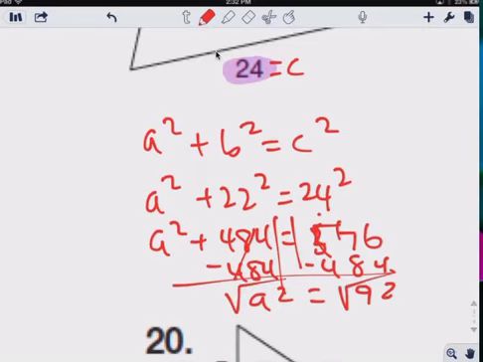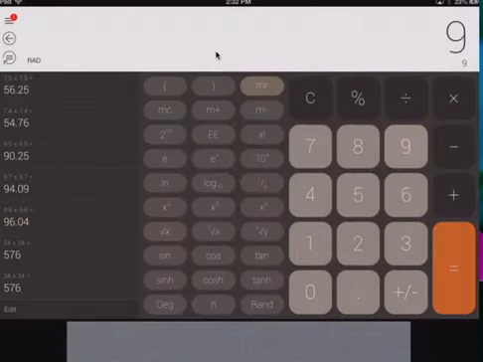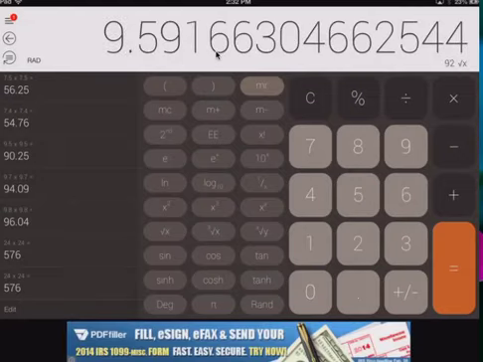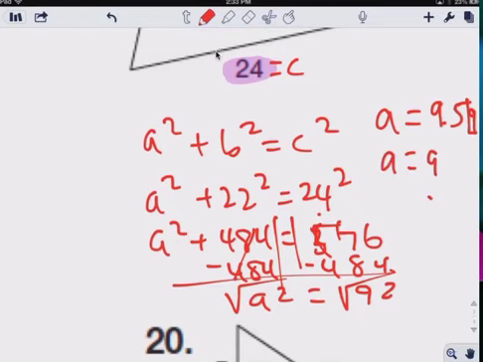Take the square root. So a is the square root of 92. Clear, 92 square root. 9.59. So you get 9.59. Round it to the nearest tenth. Okay, a then is 9.6. That's for a.